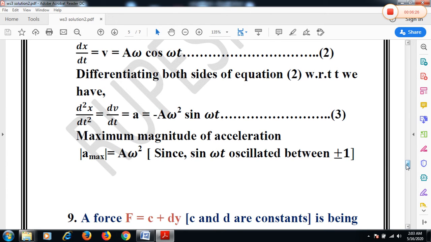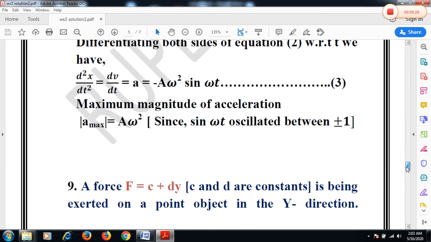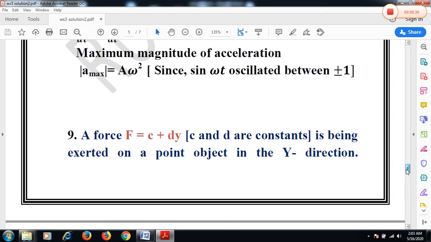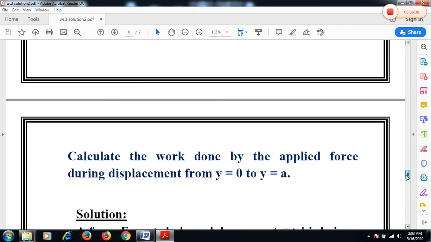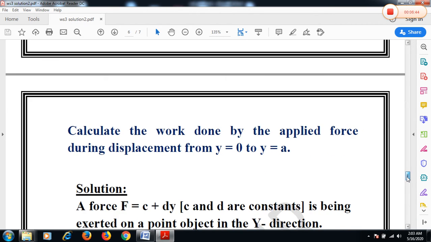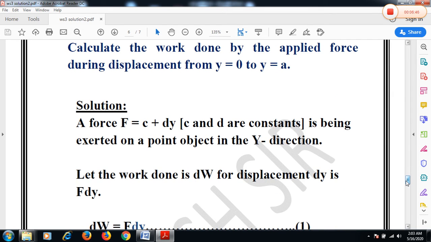Okay, students, let us move forward to the next problem, that is problem number 9. A force F equals c plus dy, c and d being constants, is being exerted on a point object in the y direction. Calculate the work done by the applied force during the displacement from y equals 0 to y equals a. Now here is the solution. A force F equals c plus dy, c and d being constants, is being exerted on a point object in the y direction.